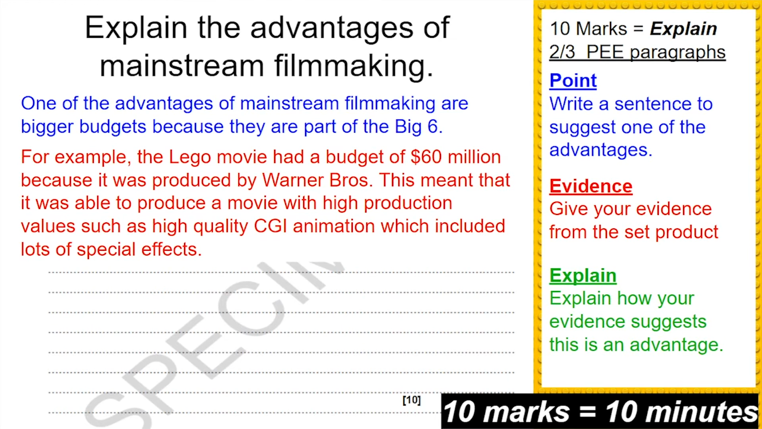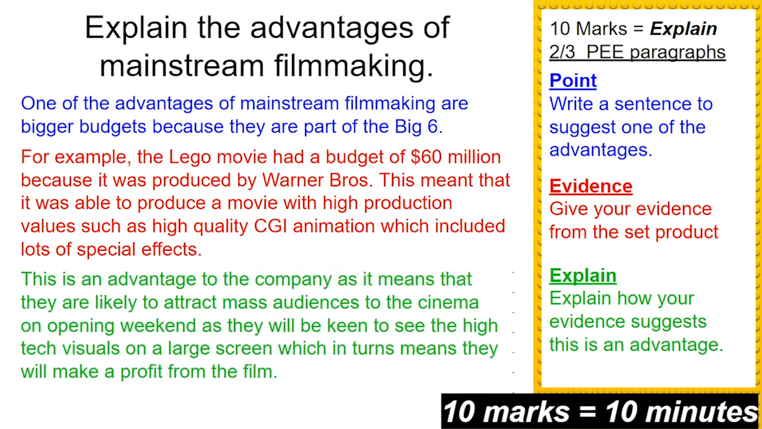Then they needed to link this all together by explaining how the evidence they have highlighted was an advantage. This is an advantage to the company as it means that they are likely to attract mass audiences to the cinema on opening weekend, as audiences will be keen to see the high-tech visuals on a large screen, which in turn means that the company will make a profit from the film.